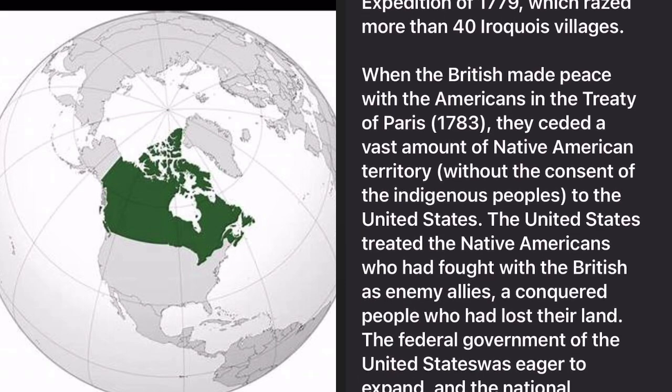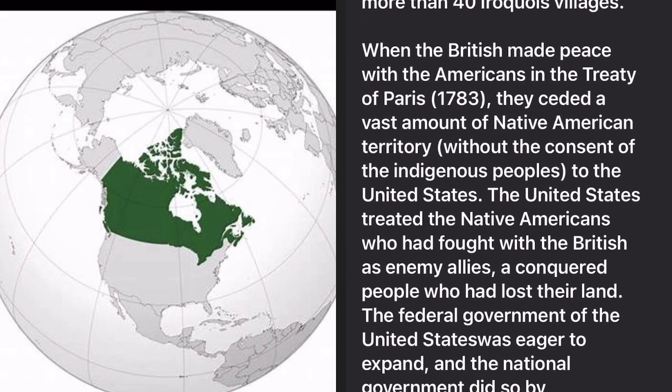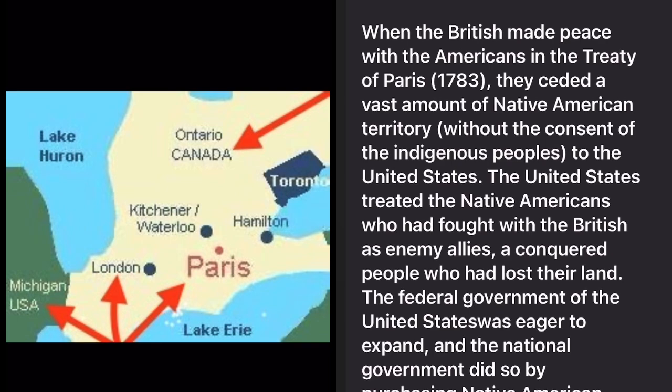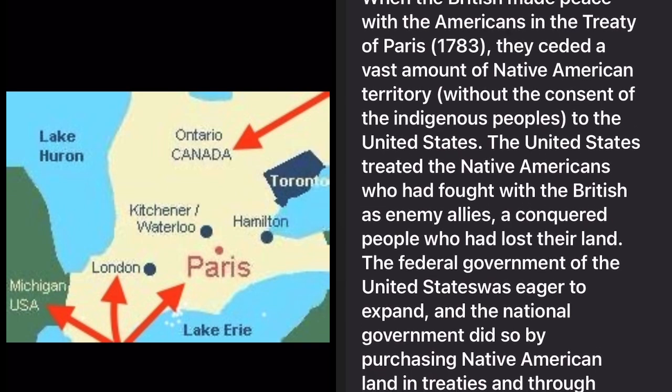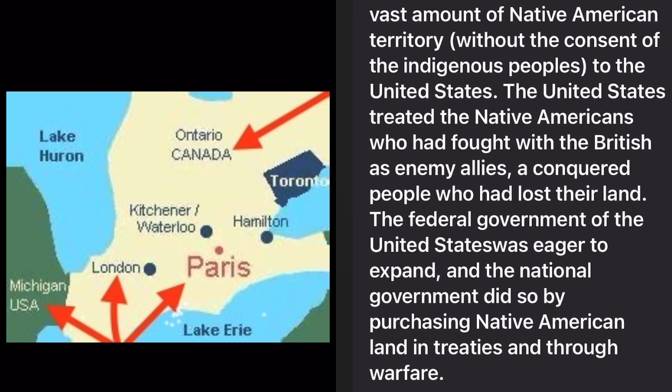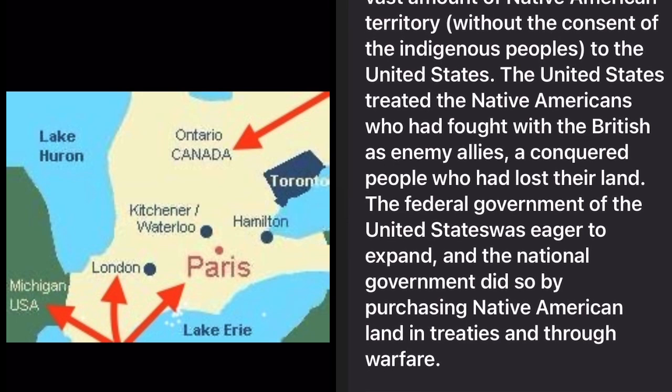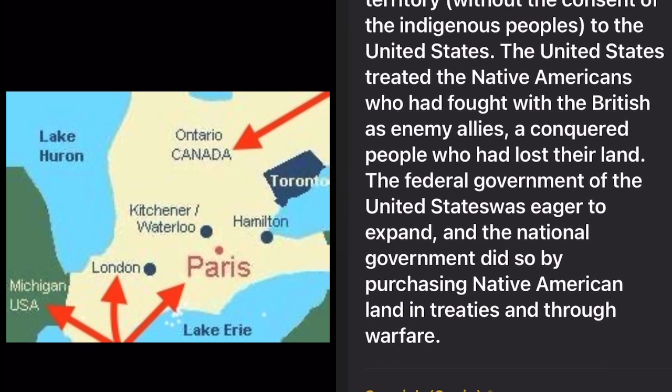The United States treated the Native Americans who had fought with the British as enemy allies, a conquered people who had lost their land. The federal government of the United States was eager to expand, and the national government did so by purchasing Native American land in treaties and through warfare.